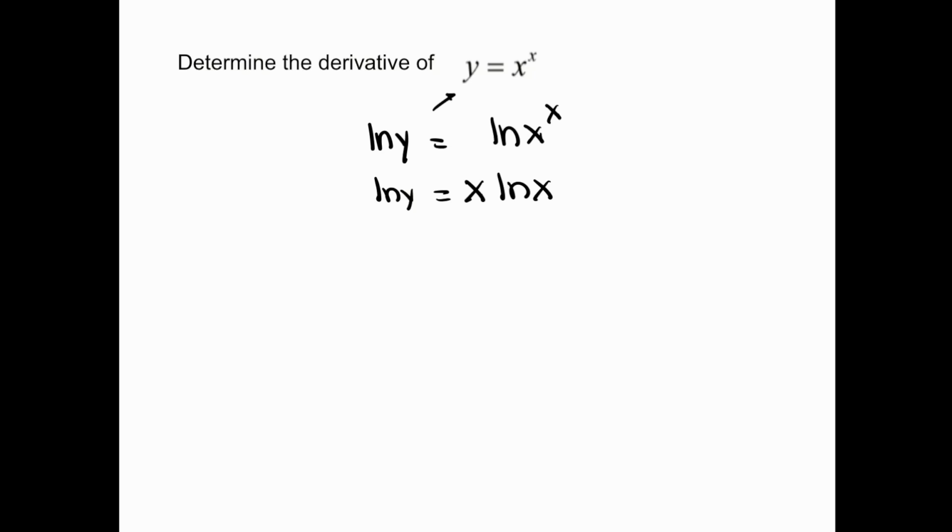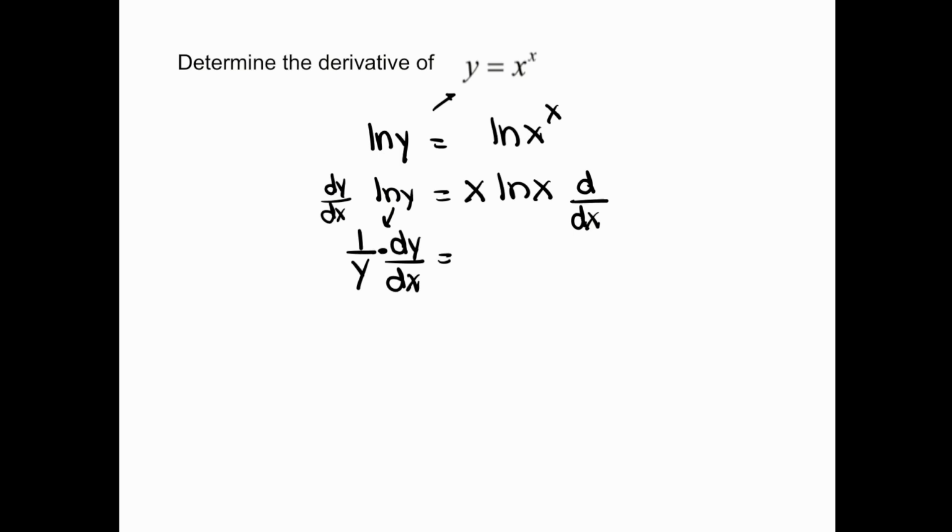So now what we're going to do is take the derivative of both sides. So really we want to compare the derivative of dy as it relates to dx. So we're going to take the derivative of both sides. So the derivative of ln of anything, if you remember, is just 1 over that variable. So the derivative of ln y is just 1 over y, and that's still times that dy compared to dx.